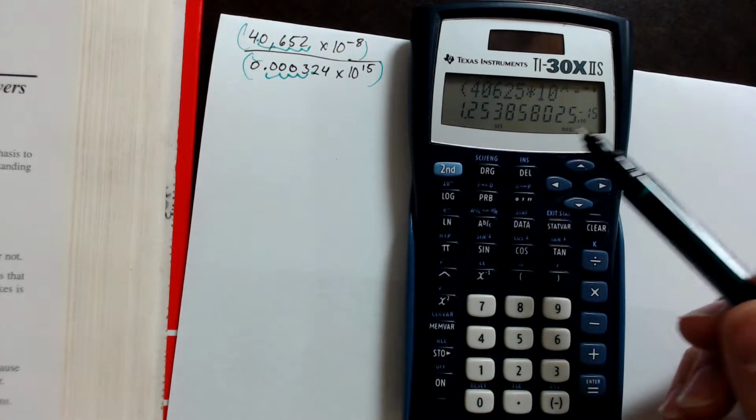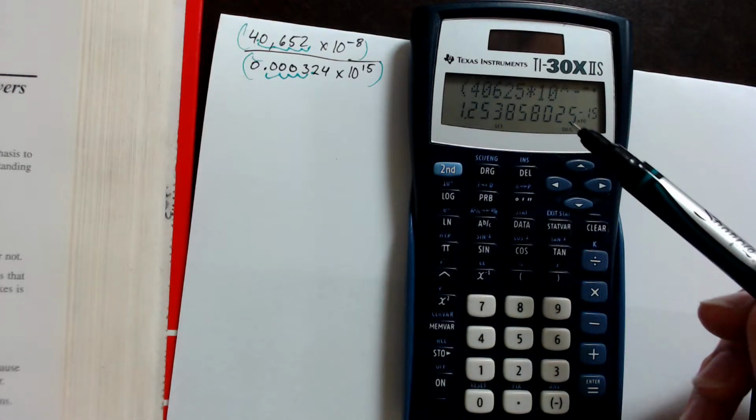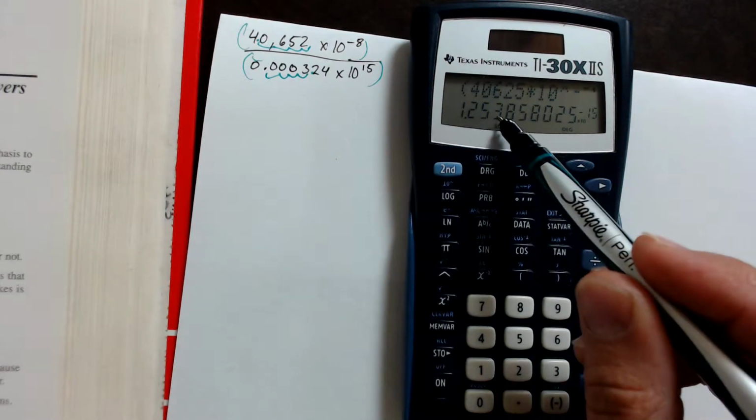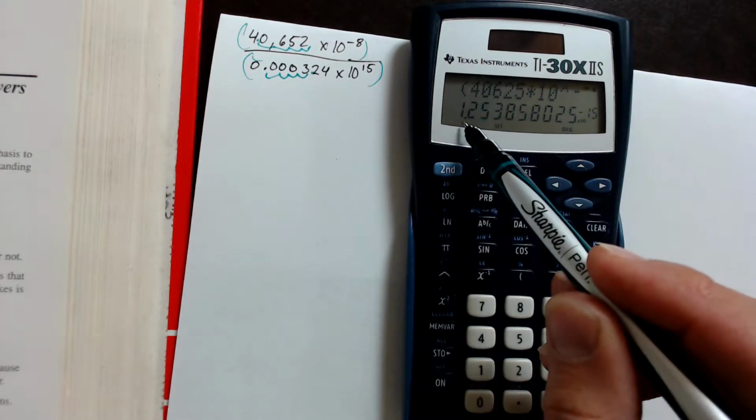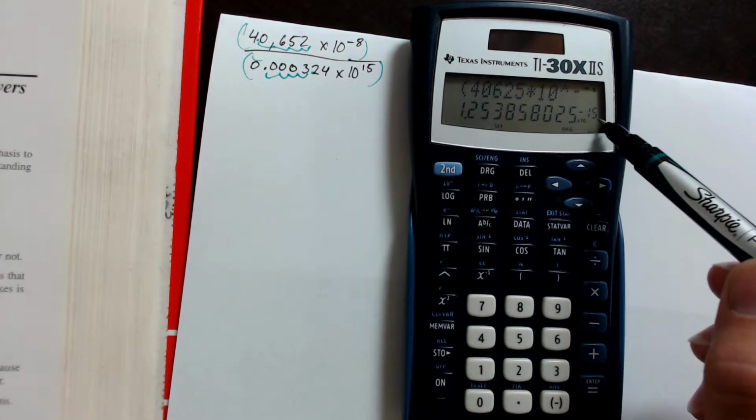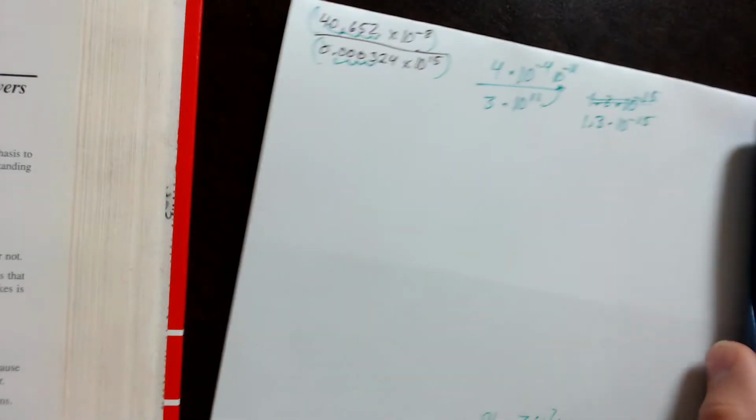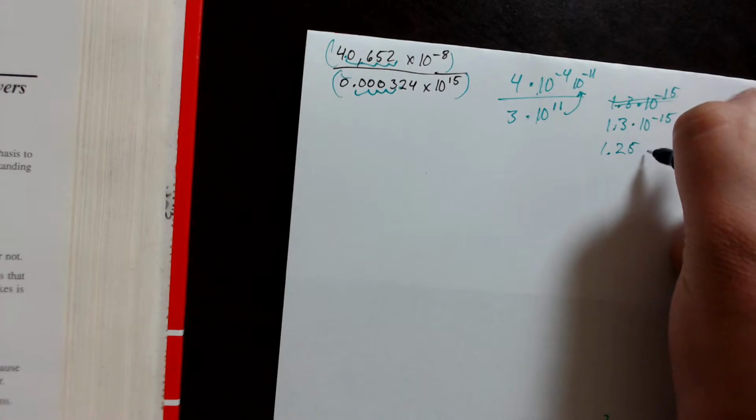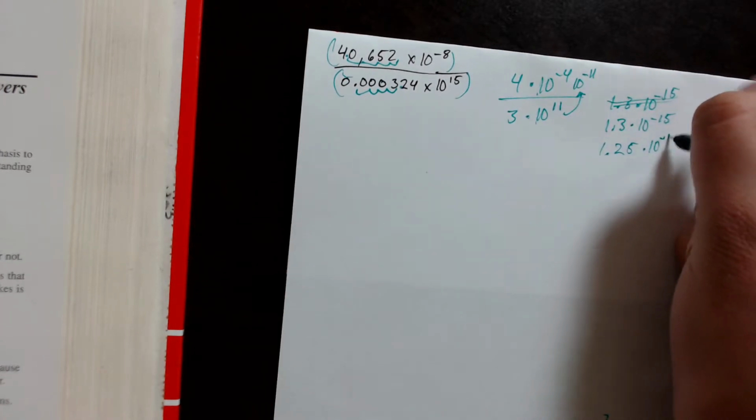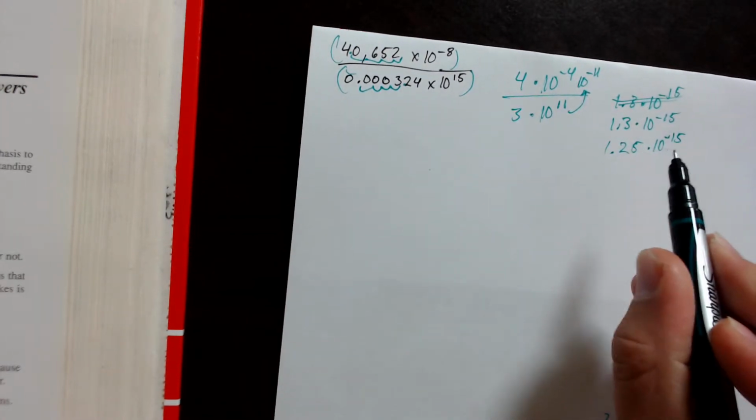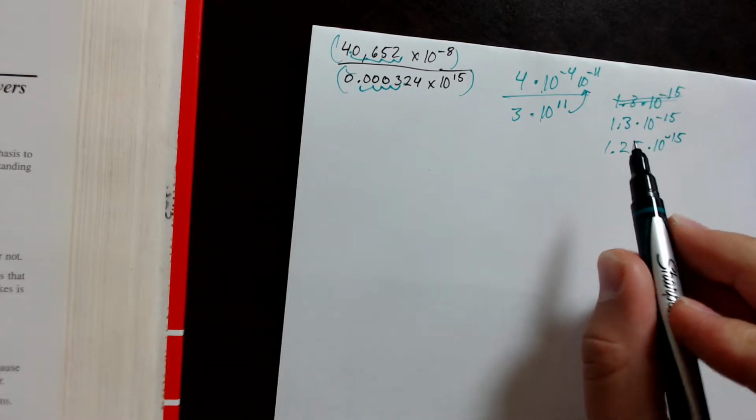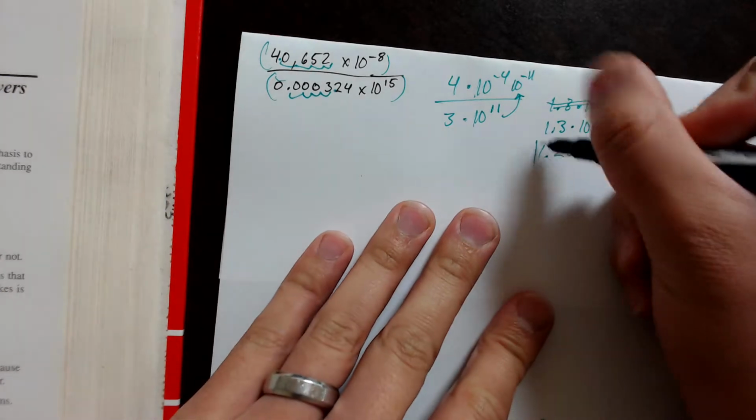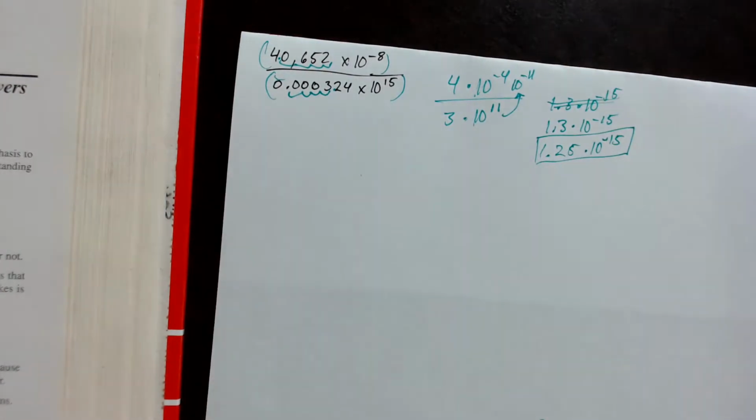Now, when I hit enter, my answer is going to come out in scientific notation, and then I will always round to the hundredths place. So 3 rounds 5 down to stay at 5, so I have 1.25 to the power of negative 15. So my actual answer being 1.25 times 10 to the power of negative 15. And I see that matches my estimation. My estimation was only off by 5 hundredths of a number. So my actual answer is right there.